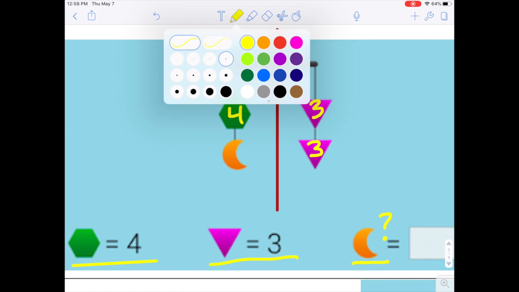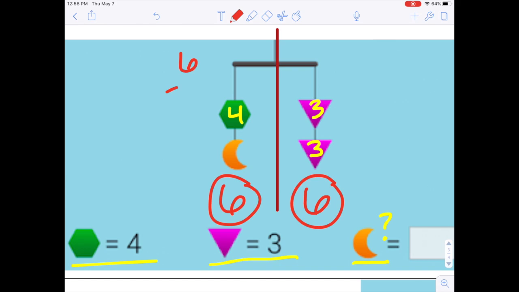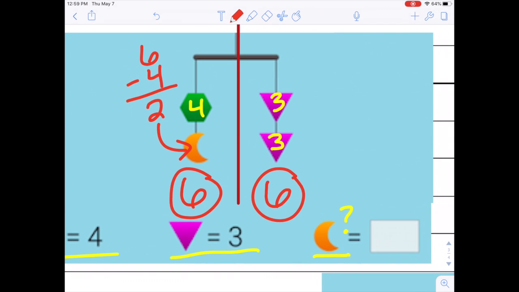So if I look at my information I have, 3 plus 3 equals 6. So that means that 4 plus whatever this is going to equal 6. So I'm going to take 6, subtract my hexagon. And that gives us 2. That is what is left over for our orange crescent moon, 2.